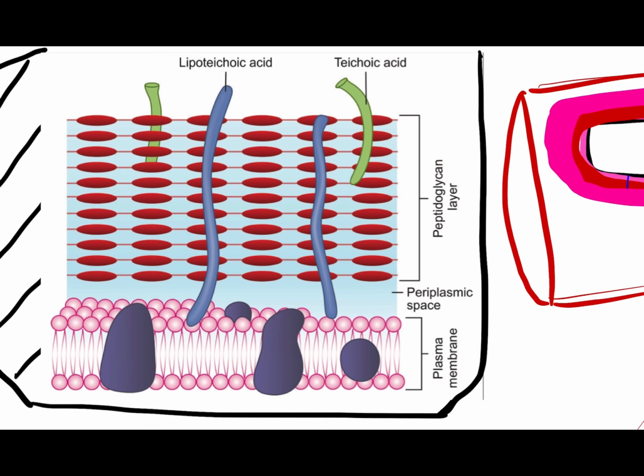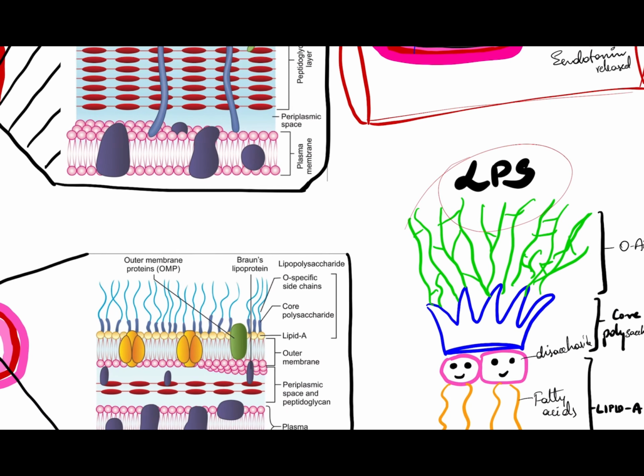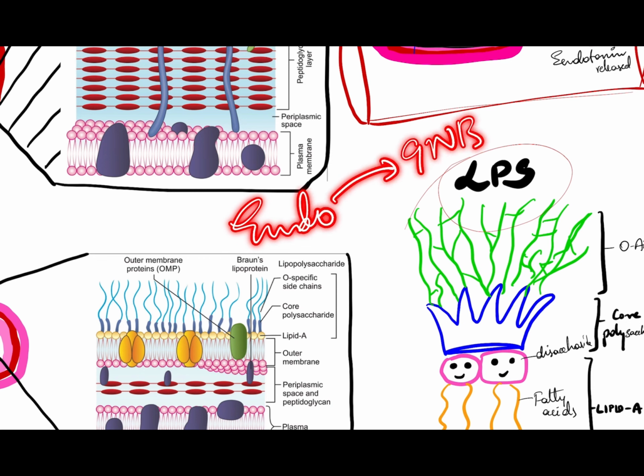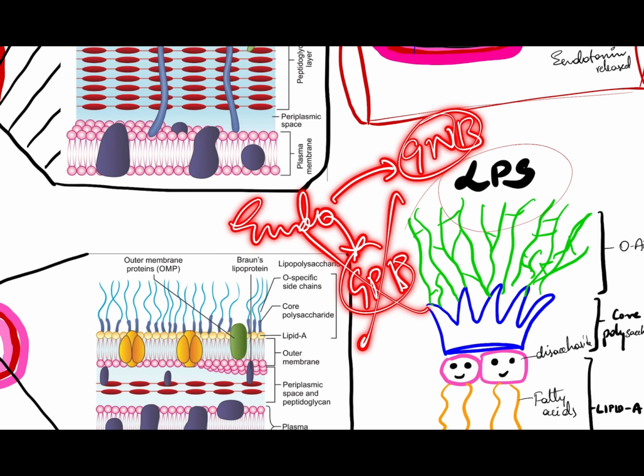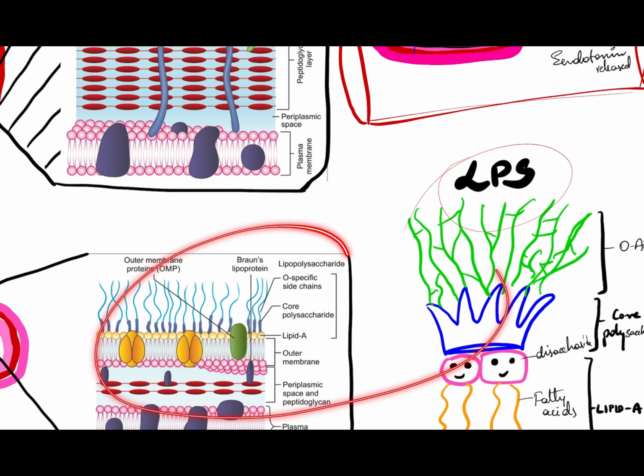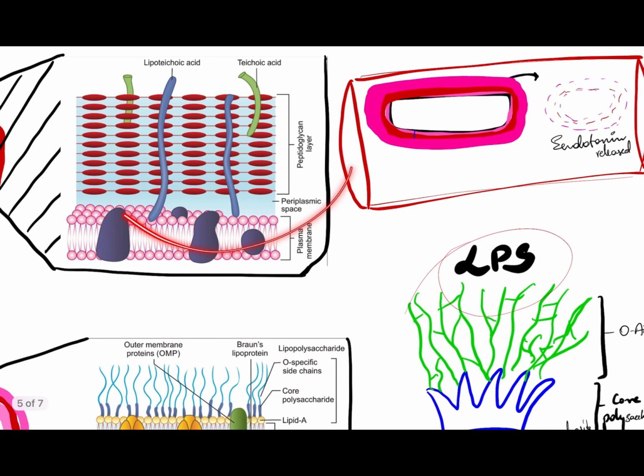So from this we can say that endotoxins are only present in gram negative bacteria but not in gram positive bacteria, right? They are only seen in gram negative bacteria. You can't find endotoxins in gram positive bacteria because they don't have anything called an outer membrane or lipopolysaccharide, right?